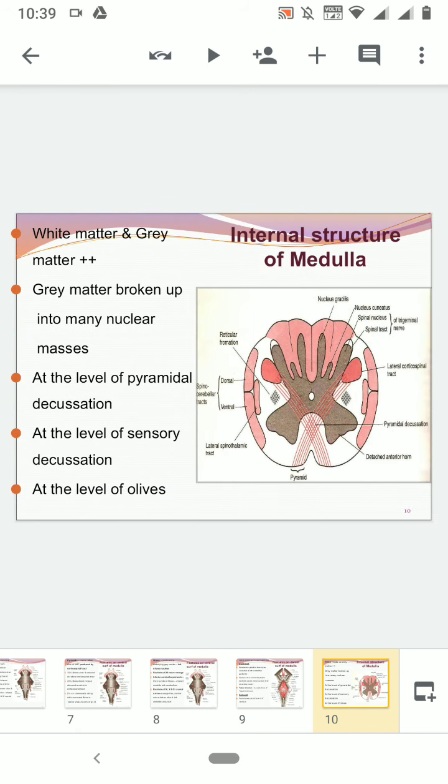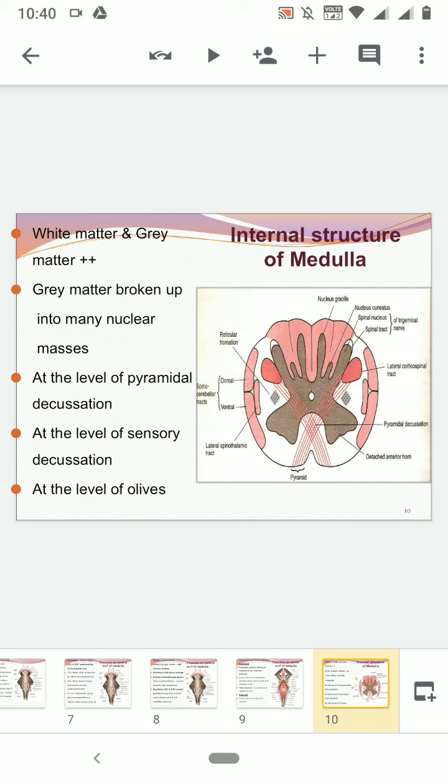Okay, so we are coming to the internal structure. Now we have finished the external structure of the medulla. We go into the internal structure. Remember that the internal structure of the medulla will be read at three levels: at the level of pyramidal decussation, at the level of sensory decussation, and at the level of the inferior olivary nucleus. So we will come up slowly.